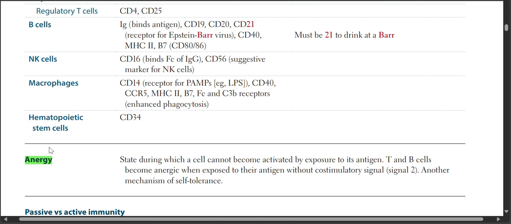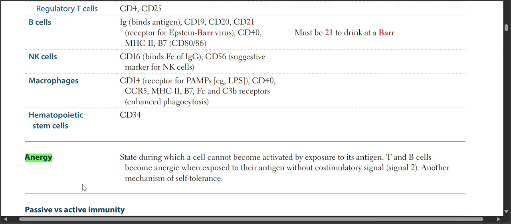Yes. Perfect. A lot of times, if you don't want to outright kill the cell which displays self antigens or which can bind self antigens, you can also put them into a hibernating state, which is anergy. And actually, I just realized anergy derives from a lack of energy. That's why it's hibernating, because it has a lack of energy.